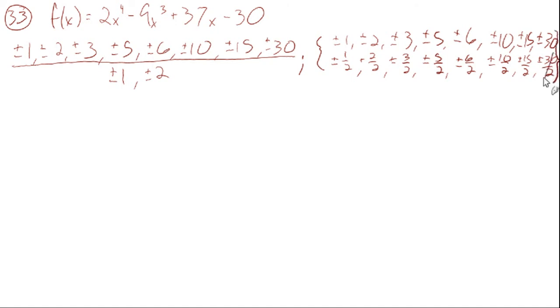Now 30/2 is 15, and we already have 15. We don't need that. 15/2, okay, we'll keep that one. 10/2 is 5. 6/2 is 3. This one's the same as 1. Okay, so now we have a complete list. And we are going to begin. You could make a lot of guesses here, but it's certainly a lot better than having no idea whatsoever.